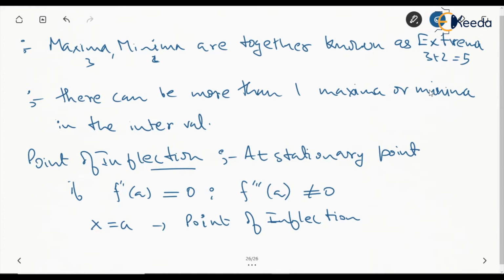Although there are other conditions also to find the point of inflection, this is not the only condition, but since we will be dealing with maxima and minima, we'll be only checking for extrema or the stationary points, right? While we are discussing point of inflection here in this topic of maxima and minima, we are only going to check for the stationary points where the first derivative is 0. So for that case only we'll check if the second derivative is 0 and third derivative is not 0, then we can say that it is going to be a point of inflection.